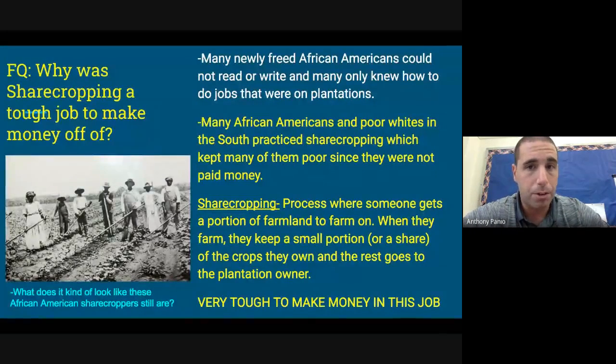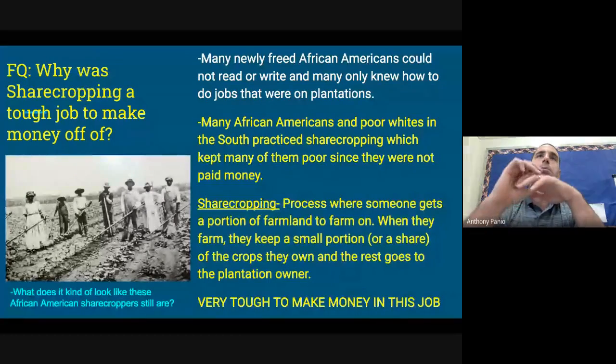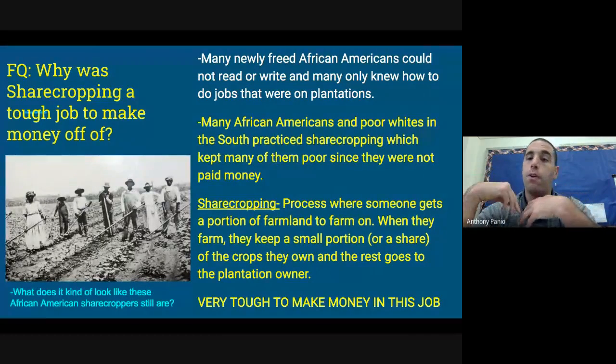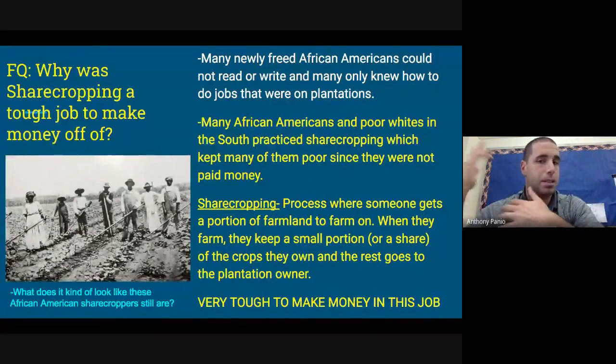So the fact of the matter is, especially right after the end of slavery, many newly freed African Americans, unfortunately, since they never went to school, many of them couldn't read or write. So the types of jobs that they could have were very limited. They also didn't have a lot of quote-unquote life experience simply because they've been slaves their whole lives.